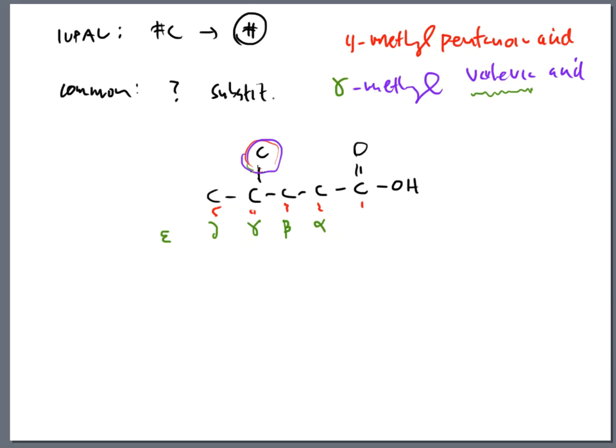And then we name the substituents just like normal. I mean, if methyl's there, we still name it methyl. But we don't use the carbon numbers 1, 2, 3, 4, 5. We use alpha, beta, gamma, delta, epsilon instead.